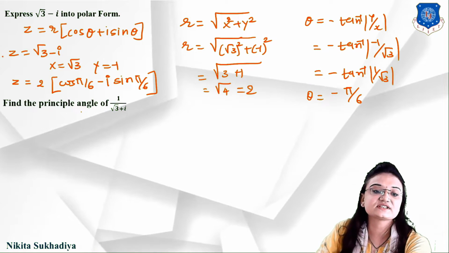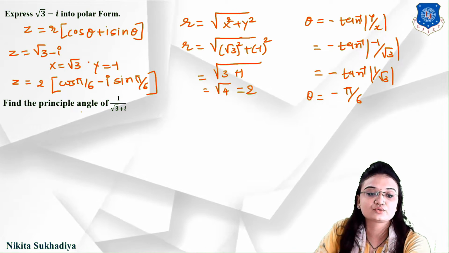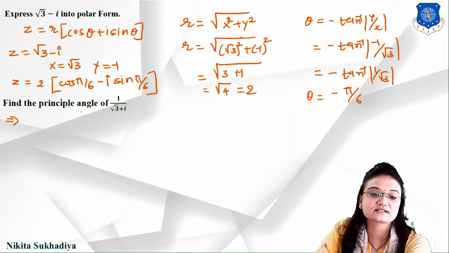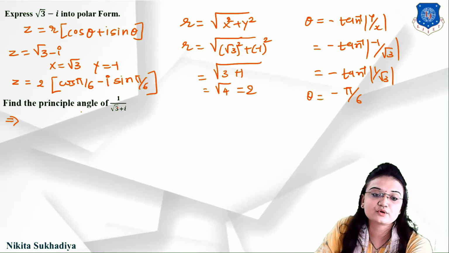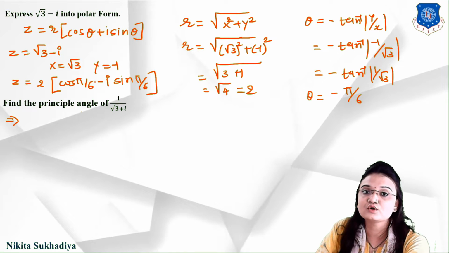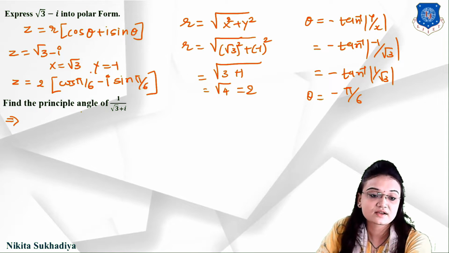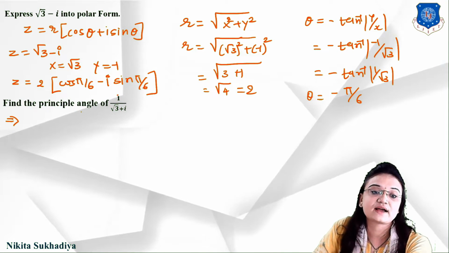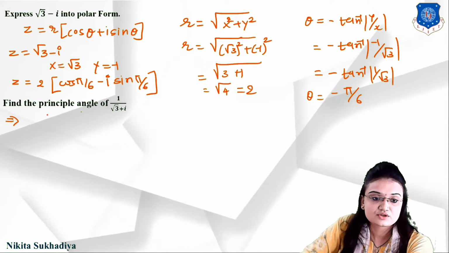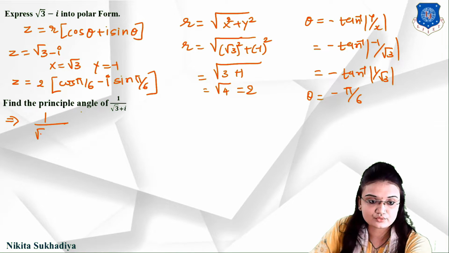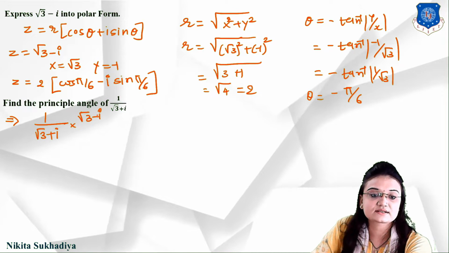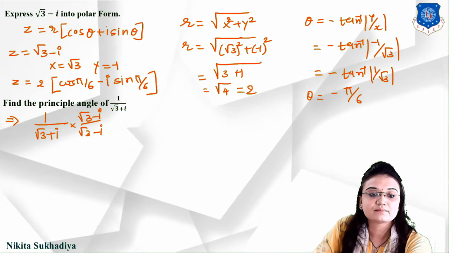Second, find the principal angle of 1 upon root 3 plus i. Here, to find the principal angle we need the value of x and the value of y. So we have to find x and y from this expression. We have 1 upon root 3 plus i. Take the conjugate, so this is root 3 minus i upon root 3 minus i.